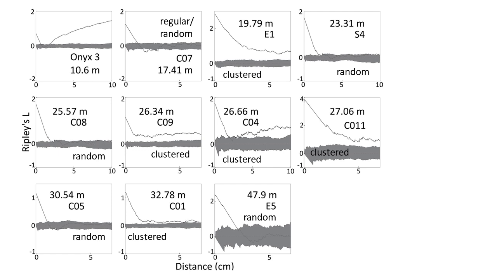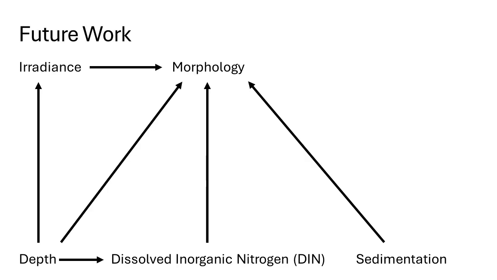So using this metric, we can essentially see that there is a wide variety of spatial patterning present in the lake. So our next steps are to understand why there is a wide variety of spatial patterning in the lake. And we'll be using Bayesian causal modeling to quantify the degree to which each environmental variable influences pinnacle morphology.